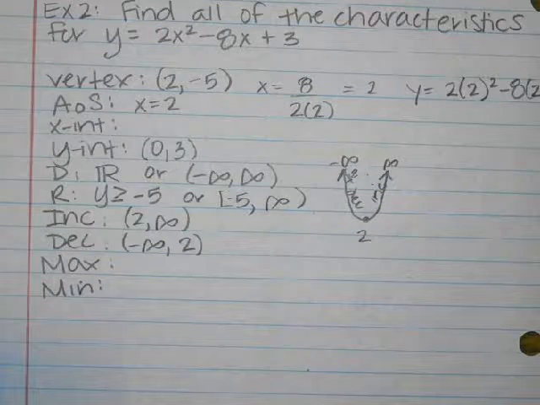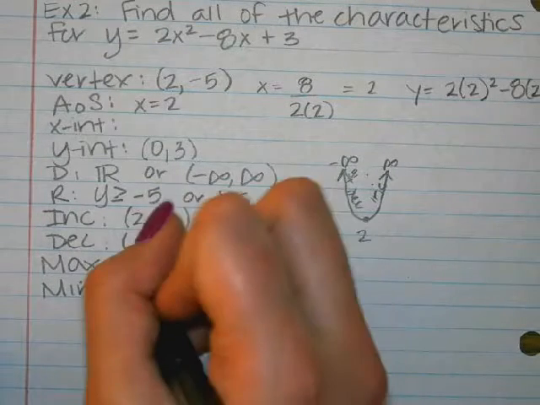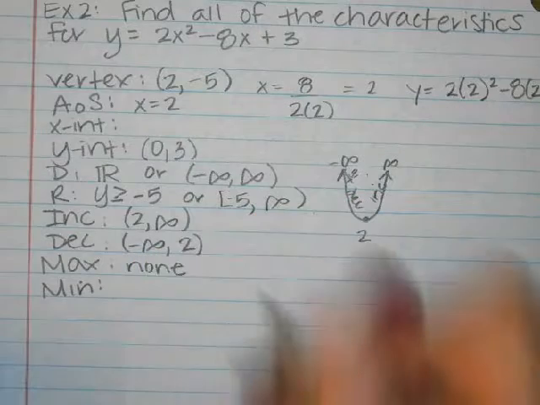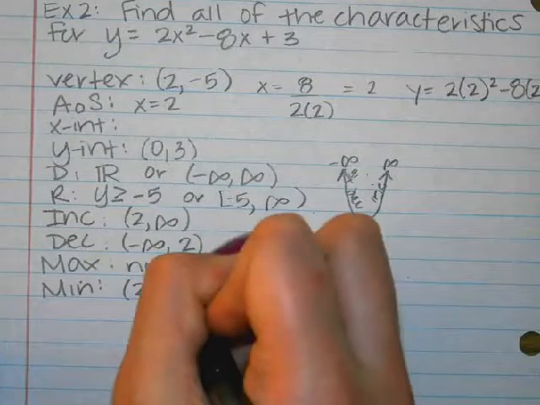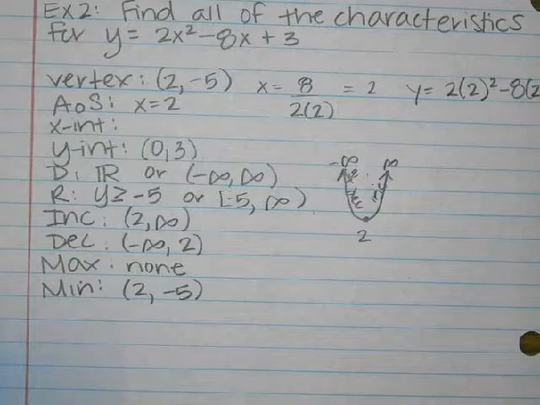Do we have a max or a min? A min. So for max, I'm going to put none. For min, I'm going to put negative 5. Okay? And then at this point, we're ready to find our x-intercepts.